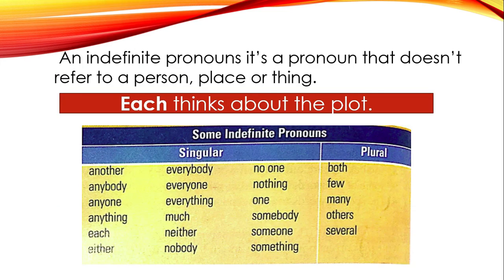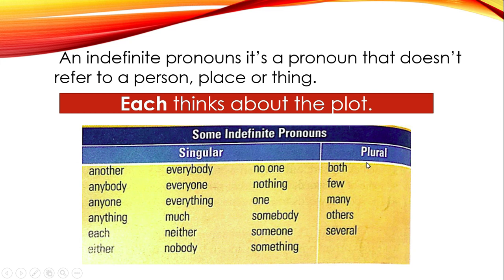Now, as I told you, an indefinite pronoun is a pronoun that doesn't refer to a person, place, or thing. Now, each thinks about the plot. Each can be a dog or a person, we don't know. But we know that someone or something is thinking about the plot of a movie or a movie theater. So we have some examples of indefinite pronouns.